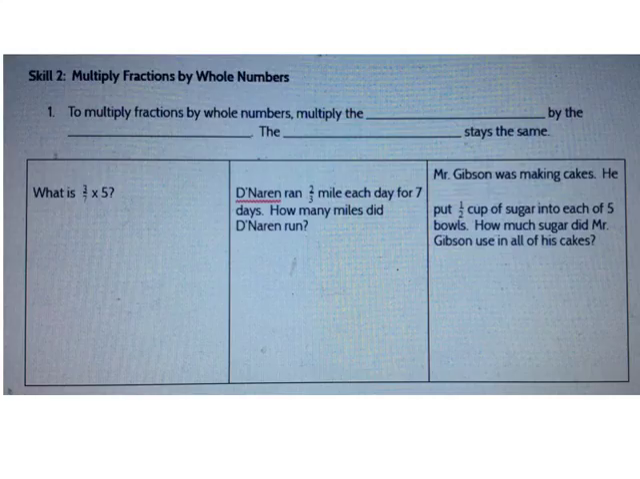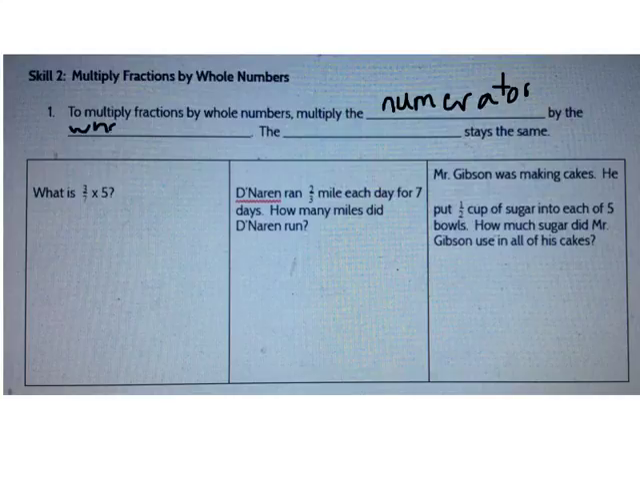We also talked about multiplying fractions by whole numbers. To multiply fractions by whole numbers, multiply the numerator by the whole number. The denominator stays the same. So let's look at an example.